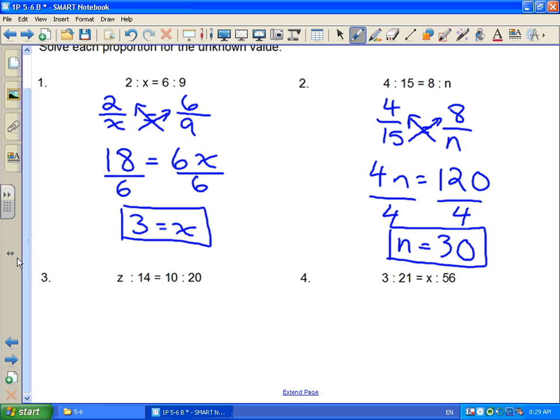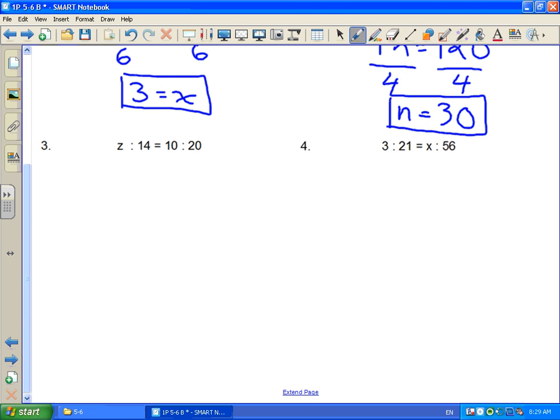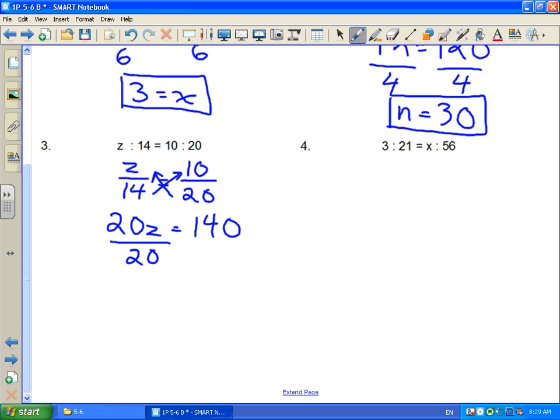All right, number 3 here. z to 14 equals 10 to 20. Again, write these as fractions. z over 14 equals 10 over 20. Cross multiply. z times 20 gives us 20z. 14 times 10 is 140. Then we'll divide both sides by 20. And we get z equals 7 as our final answer.